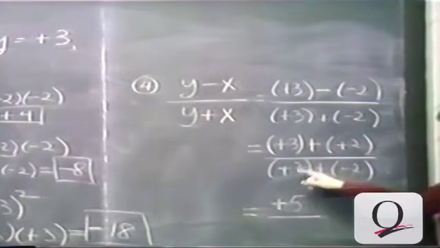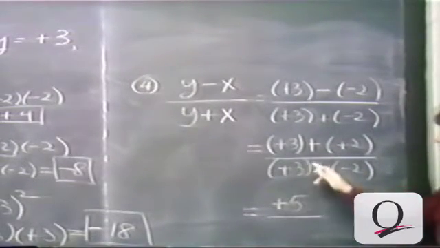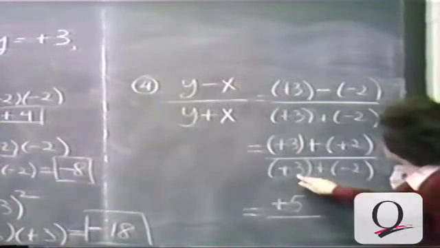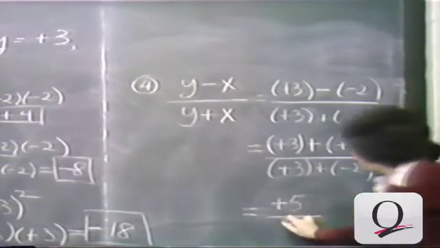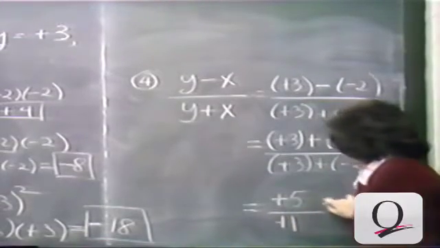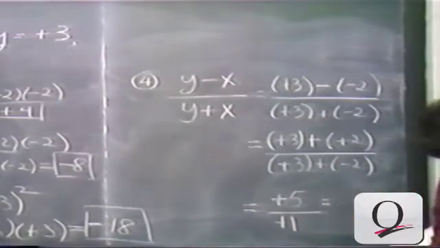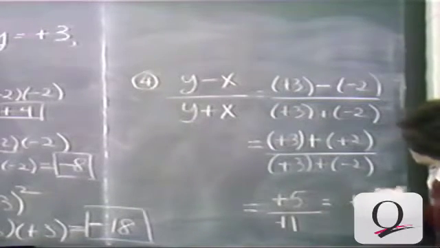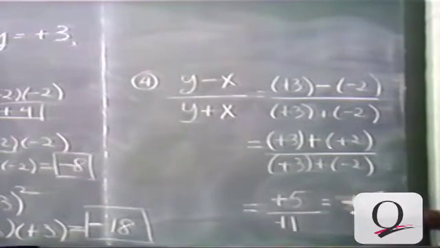To add numbers with different signs, you block out the signs. You have 3 and 2. You subtract. 3 take away 2 gives you 1. The larger number 3 had a plus sign, so the answer is plus 1. Plus 5 over plus 1 for an answer of plus 5. 5 over 1 gives you 5. Plus over plus, like signs, gives you a positive answer.